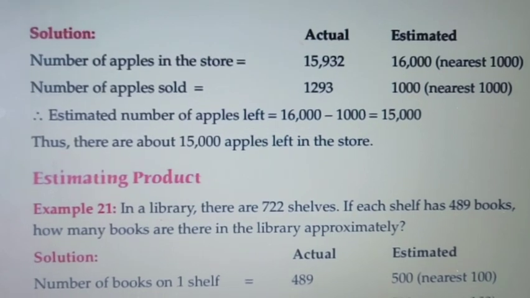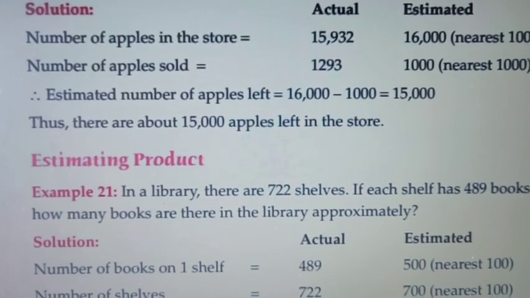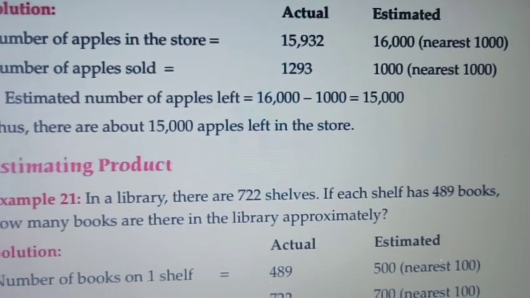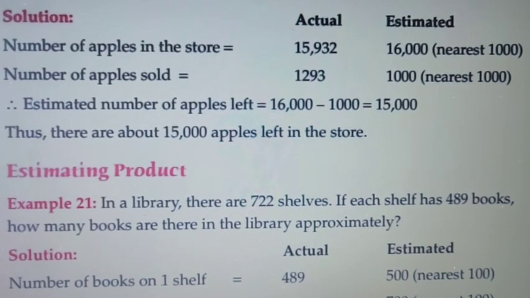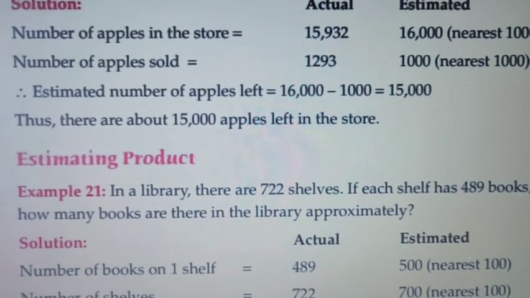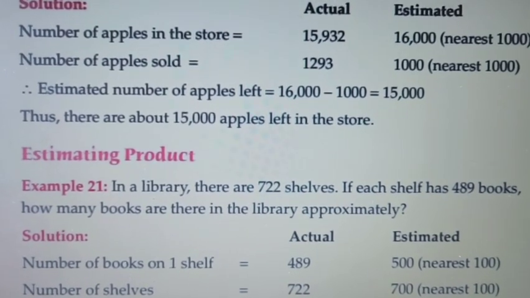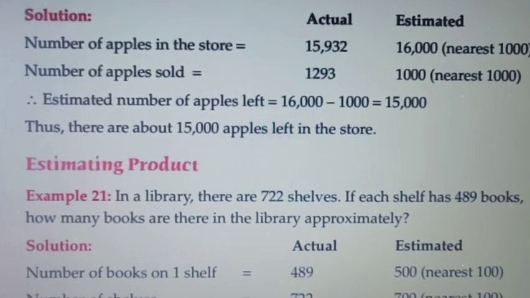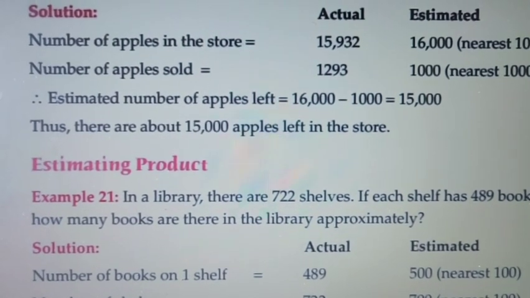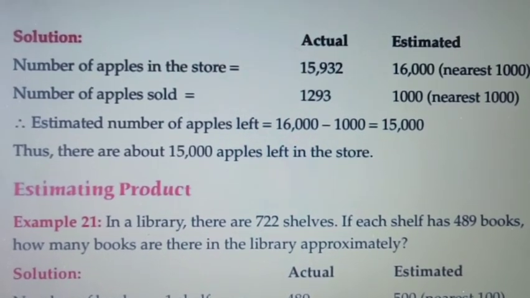Next step, number of apples sold, 1,293. Round it off. Make it nearest 1,000. 1,293 is nearest to 1,000, that means not 2,000. So it will round down to 1,000 only. So the estimated value is 1,000. Next step. Therefore, the estimated number of apples left is equal to 16,000 minus 1,000. This is the question of difference, so we have to subtract. That is equal to 15,000. Thus, there are about 15,000 apples left in the store. Got it, all of you?